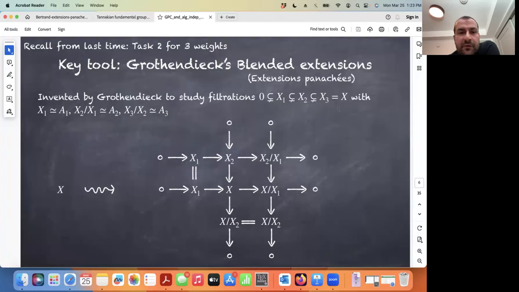Now, this 3-step filtration gives you a diagram like this. So these are all just the natural inclusion and quotient maps. And all the rows are exact, the columns are exact. And now if I choose an isomorphism between the associated graded and the direct sum of the A_j, now I can replace these two by A1, this one by A2, these two by A3. And what I will get will be a blended extension, so it becomes about studying these diagrams.